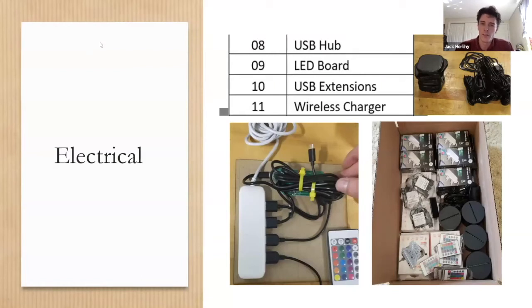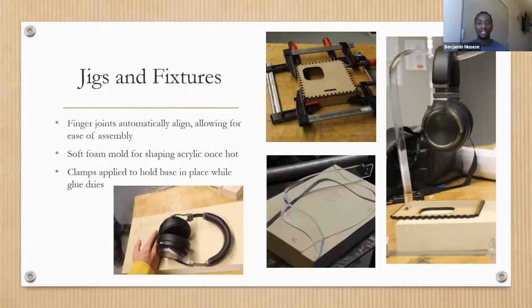And so this is a breakdown of the electrical components we used. As you can see here, to keep it streamlined, we use a USB hub with 4 ports so we could connect the wireless charger, the LED board, and the other 2 USB extensions for charging. We use this because it kept assembly much simpler, so we didn't have to do any wire splicing or any soldering. I'm Benjamin Msese, and I did the manufacturing engineering part.